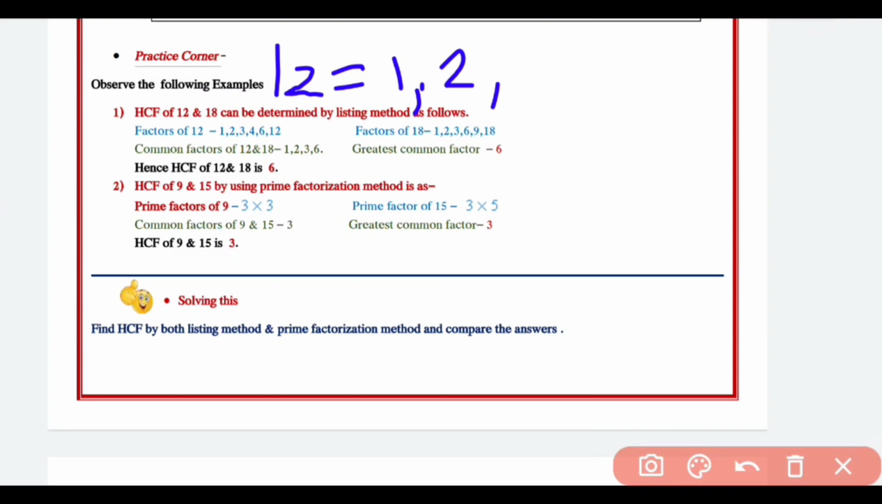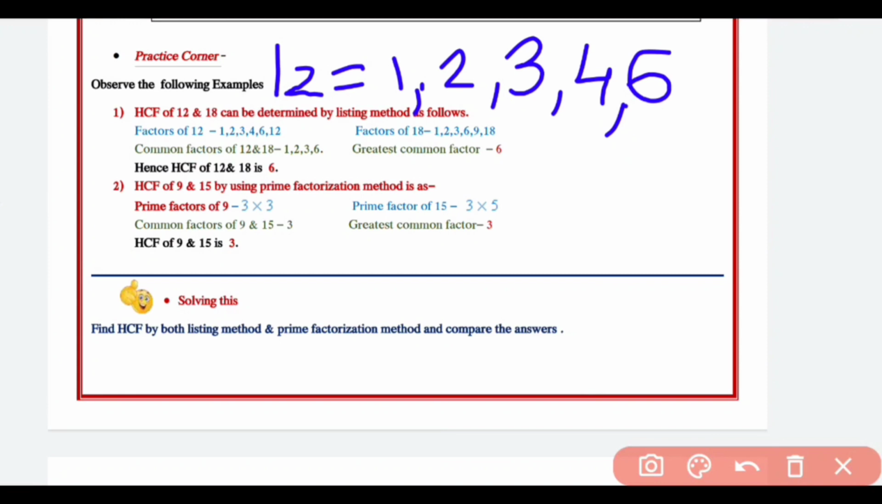Can we divide 12 by 3? Yes, because 3 4s are 12, remainder is 0, and that's why 3 is also one of the factors. Can we divide 12 by 4? Yes, 4 3s are 12, remainder is 0, and that's why 4 is the factor. Can you divide 12 by 5? Yes, we can divide by 5, but we cannot get remainder as 0, and that's why 5 is not the factor of 12. Can you divide 12 by 6? Yes, 6 2s are 12 and remainder is 0, and that's why 6 is the factor of 12.